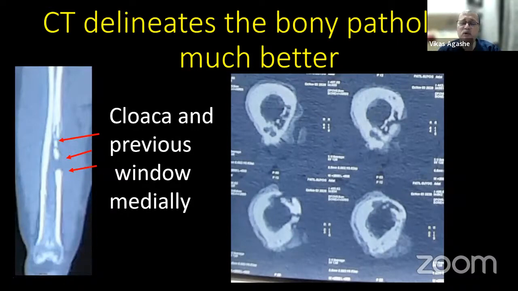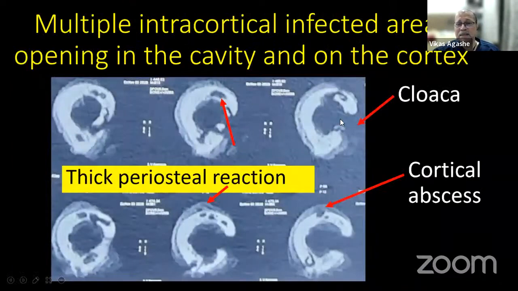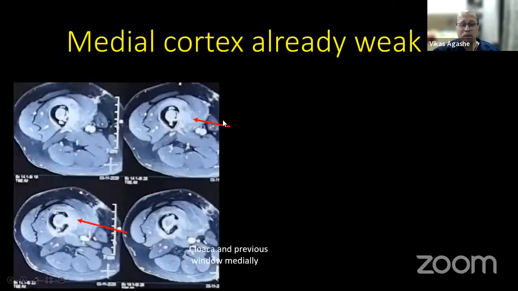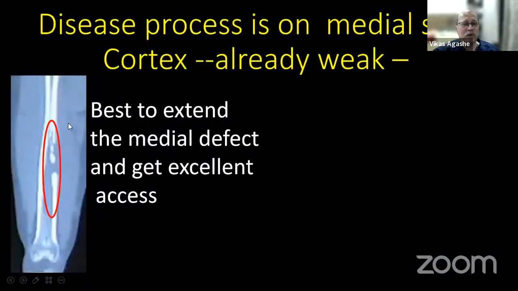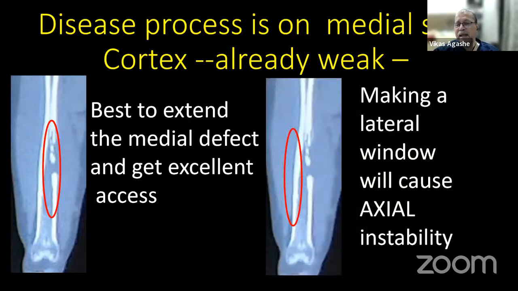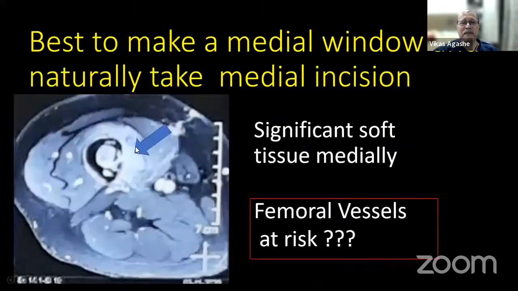Now, very often we are used to making a window on the lateral side of the femur because it is safer. In this case, when the cortex is already compromised on the medial side, if you make a window on the lateral side, there is very likely to be an axial instability. So you must, as Sachin said, extend the previously made window. And these multiple intracortical abscesses have to be addressed. So best to extend the medial defect and get an excellent access. Making a lateral window will cause axial instability. So best to make a medial window. Naturally, you have to have a medial incision.